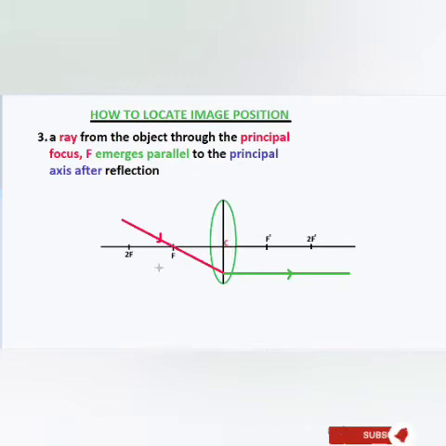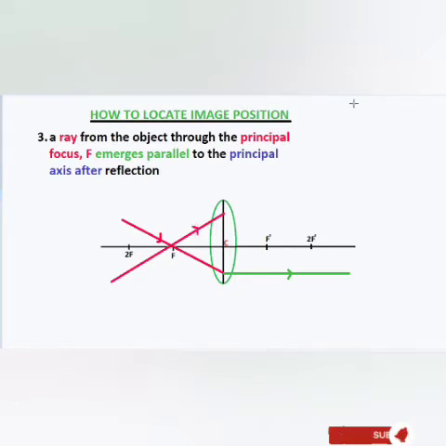I can also determine that with another ray passing from the downside to the upper side. Okay, I didn't get this right. Let me redraw that again. A ray passing through F will also refract. Let me indicate my direction.